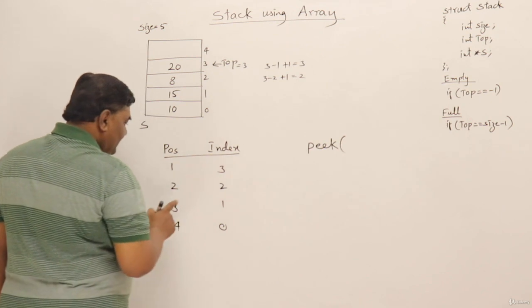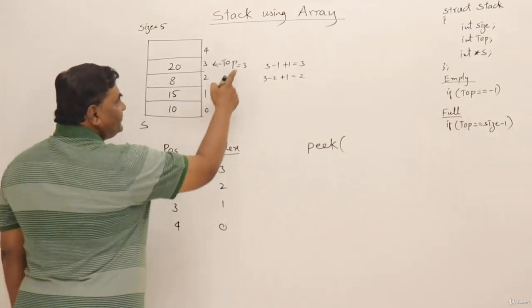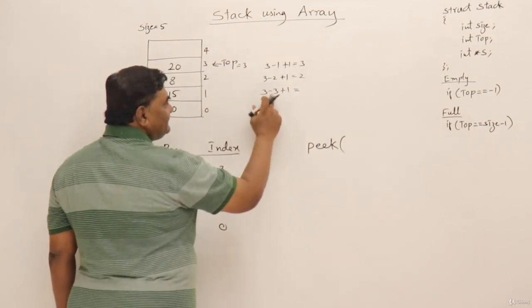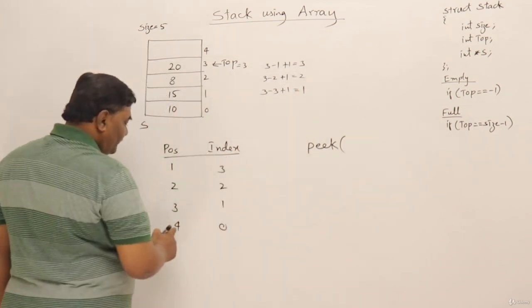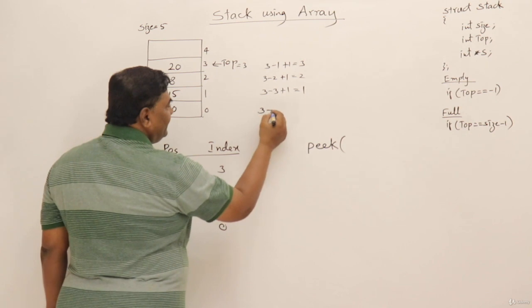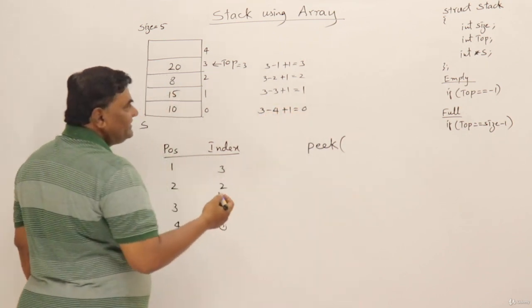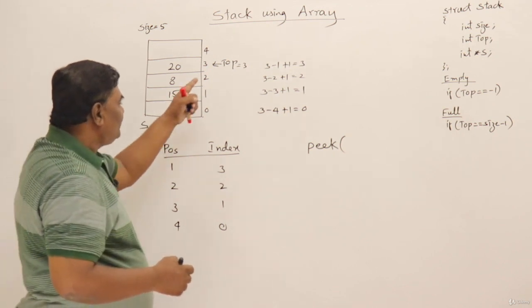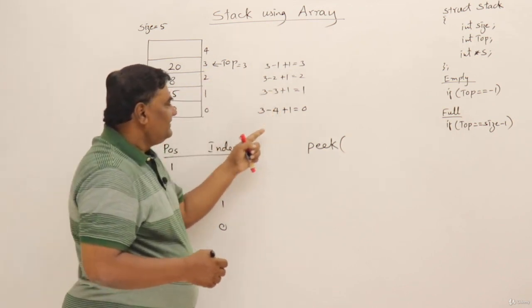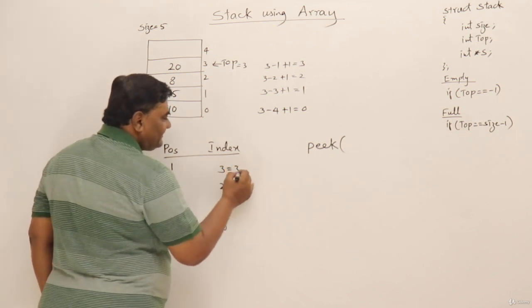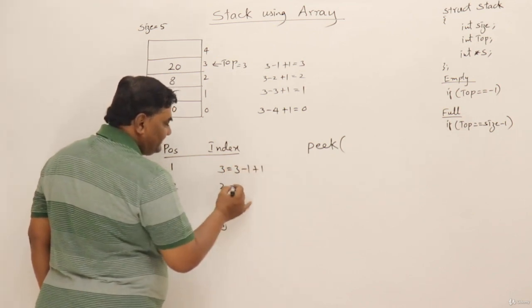So okay, I got it. Then position I want is 3. Top is 3, so 3 minus 3 plus 1. This is 1. And the fourth position is what? 3 minus 4 plus 1. So this is 0. So yes, it is working. With the help of the top pointer, I can get the index in an array. So this should be taken as 3 minus 1 plus 1, that is, the answer is 3.